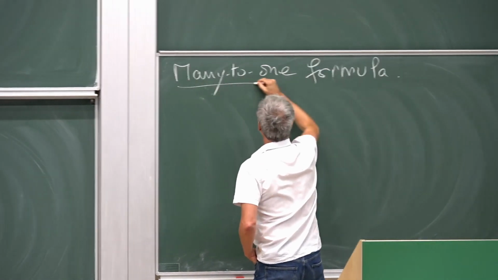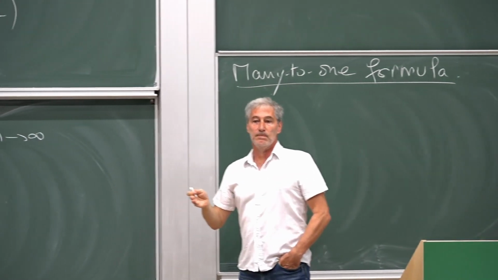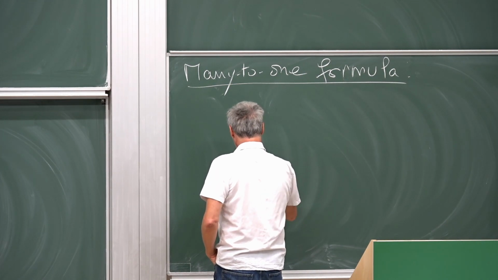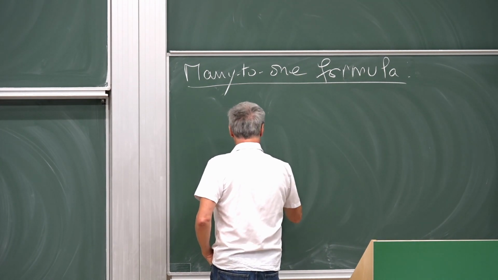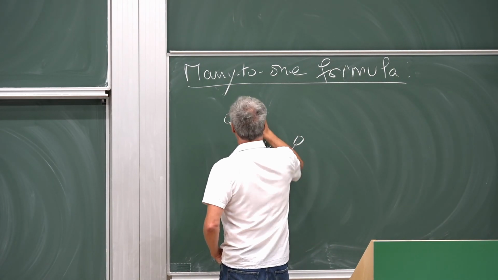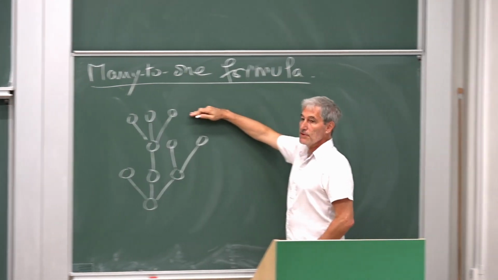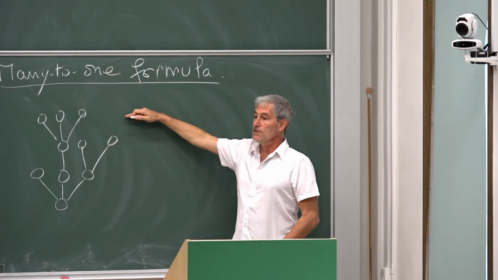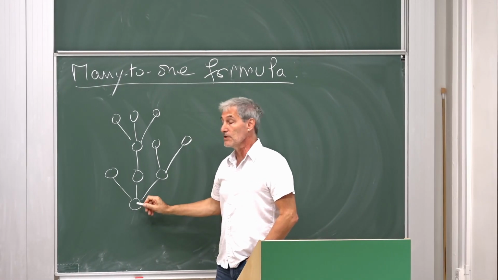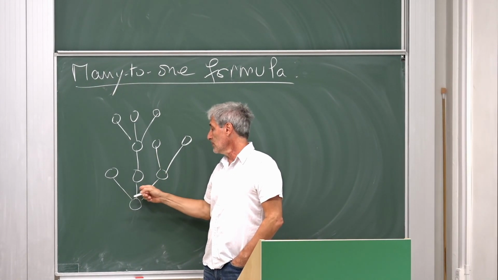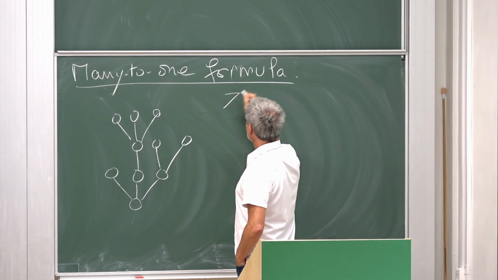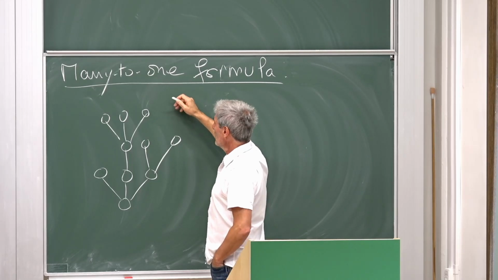So what is this many-to-one formula? It works for deterministic trees. So you consider any rooted tree, for instance, something like this. And you are interested in counting how many vertices you have at generation n. So what you do is the following. You start from the ancestor, well, you have no choice, and you record the number of children of the ancestor. Let's call this my tree T.